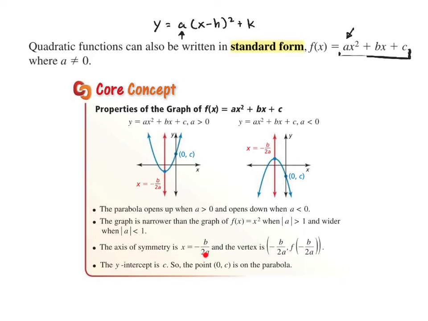Axis of symmetry, -b over 2a. The vertex is a little bit complicated. The x value is the x value of the axis of symmetry, but the y value has to be calculated, and we'll explain that on the next slide. And the y-intercept is c, so (0, c) is on the parabola. That's that point we just talked about.